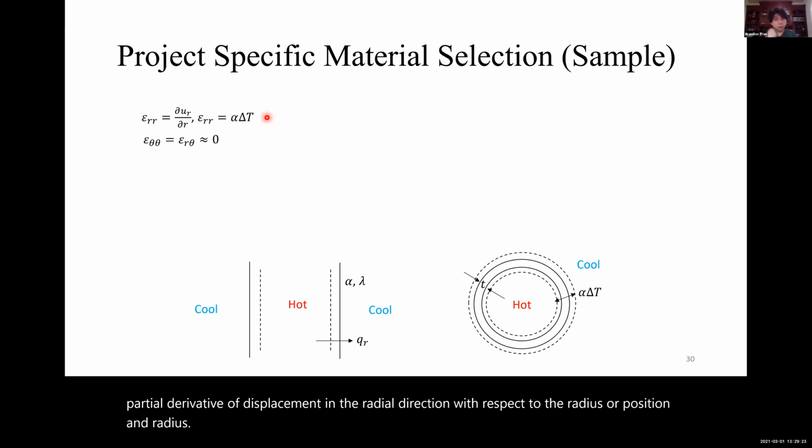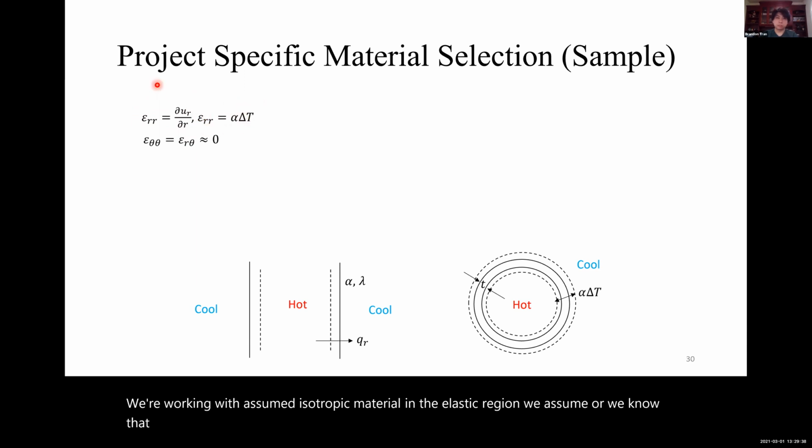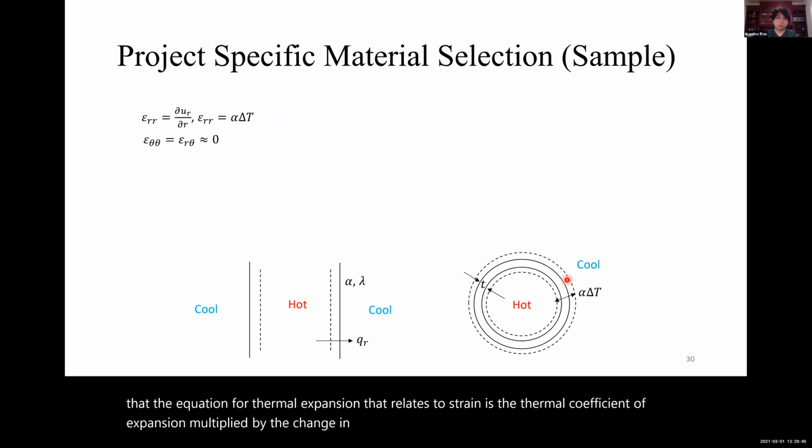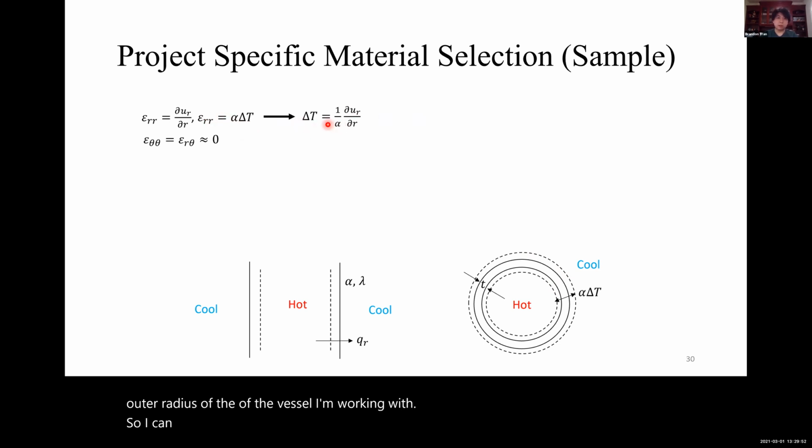But since this is primarily a thermal expansion problem, and we're working with an assumed isotropic material in the elastic region, we know that the equation for thermal expansion that relates to strain is the thermal coefficient of expansion multiplied by the change in temperature from the inner to the outer radius of the vessel I'm working with. So I can rearrange these equations and make it all equal to the change in temperature. I get this expression, and we're going to use that in a bit.